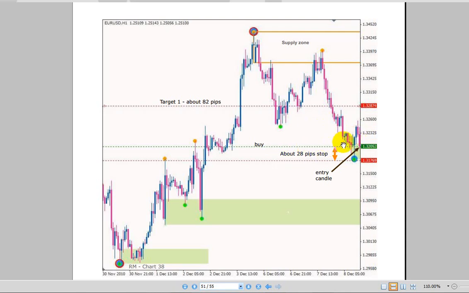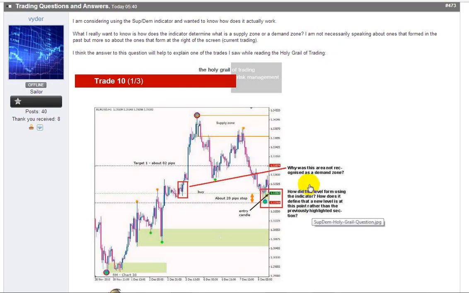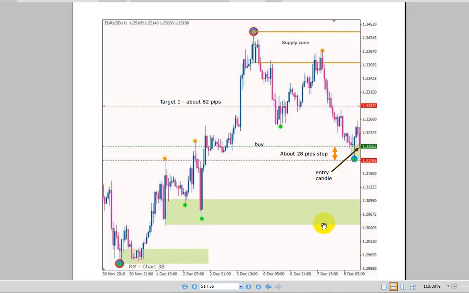The reason, your question, what was it? Why was this area not recognised? That area wasn't recognised because it was consumed. See here, all these wicks, it actually consumed that area. So that area was gone. So what we're doing now, this has formed another area.